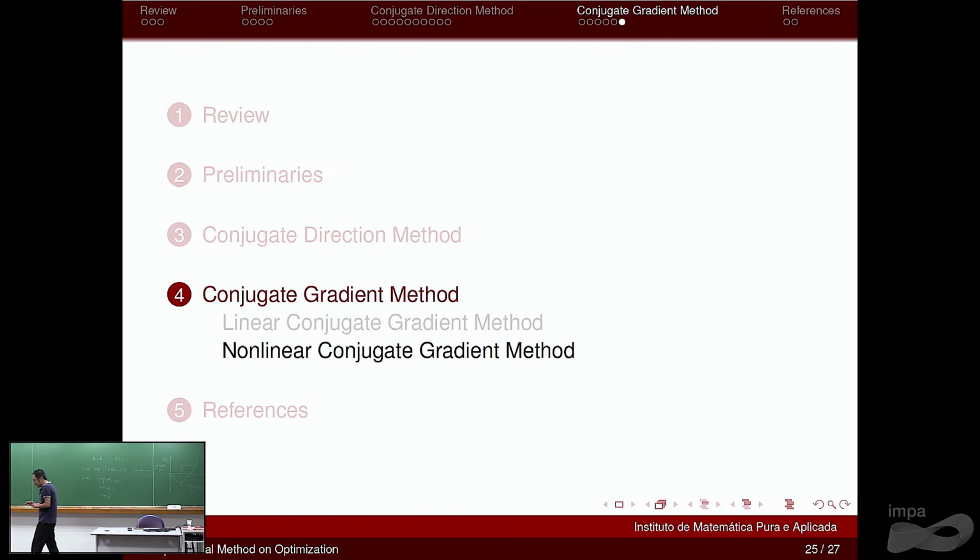Because actually this conjugate gradient method was proposed more than 70 years ago for solving the linear system with positive definite matrix. But later people found that for minimizing a nonlinear convex function, the conjugate gradient method is also efficient. So later we will introduce the nonlinear conjugate gradient method. So this is all for today.